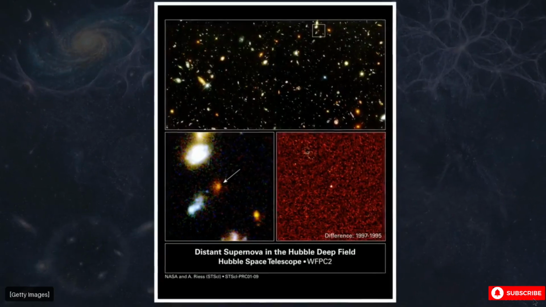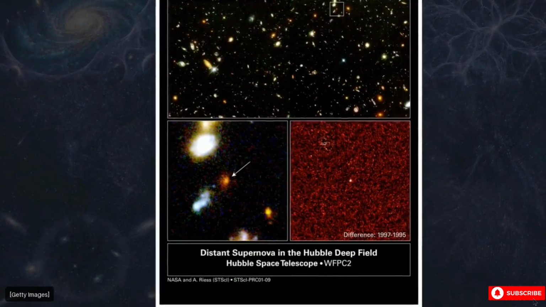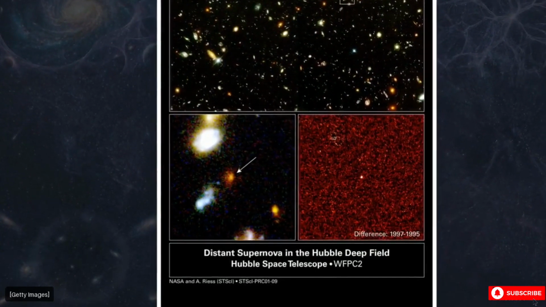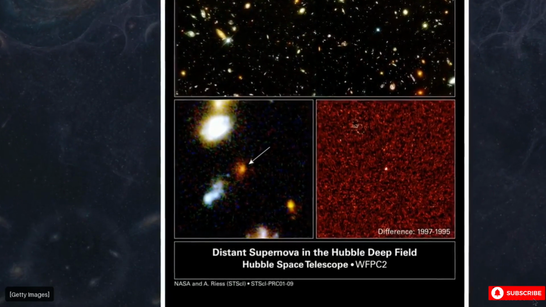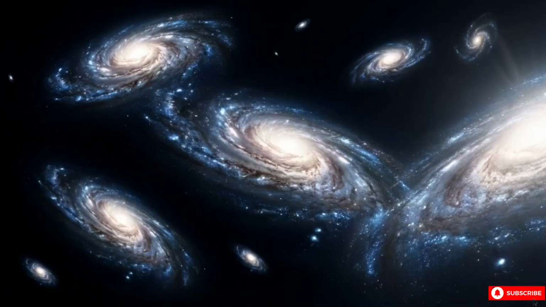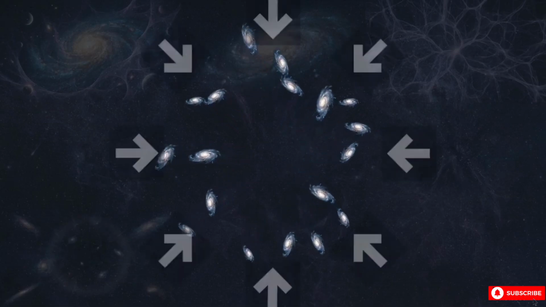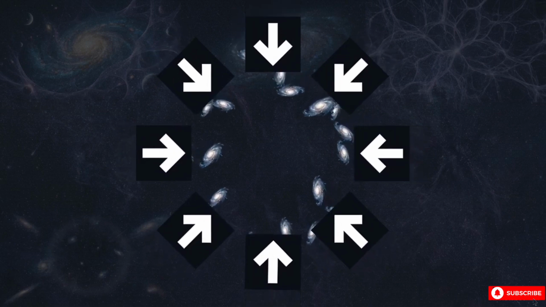Moving forward to the late 1990s, astronomers began measuring distant supernovae to track the expansion of the universe. Supernovae are massively exploding stars that emit so much light, scientists use them to measure vast distances across space. At the time, the baseline assumption was straightforward. The collective gravity of all the matter in the universe should be pulling things together, actively slowing cosmic expansion down.